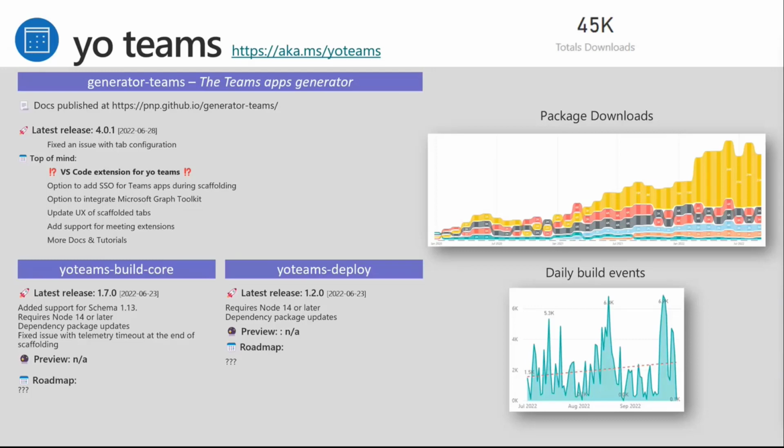We're right now talking about whether we should add a VS Code extension for Yo Teams, as well as bring in some functionality like adding single sign-on for Teams apps during scaffolding, the option to integrate Microsoft Graph Toolkit, and some minor changes like documentation updates and tutorials. Apart from that, we're really looking forward to bringing another release in the next couple of weeks. So stay tuned, and if you have anything, feel free to chime in. Up to Seb, I guess. Yep, thank you, Stefan.